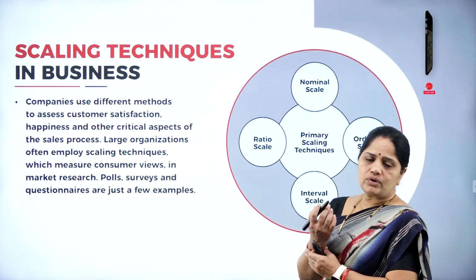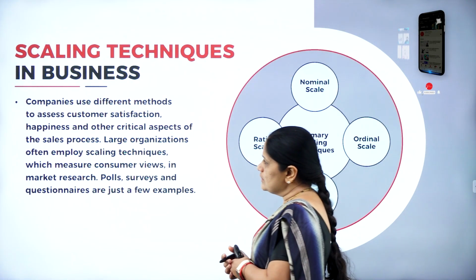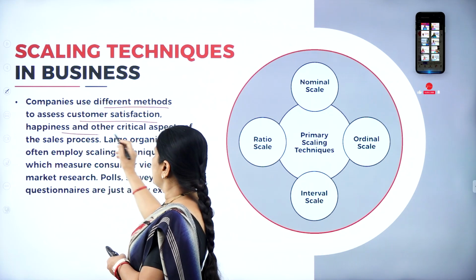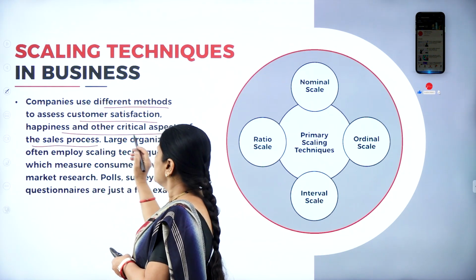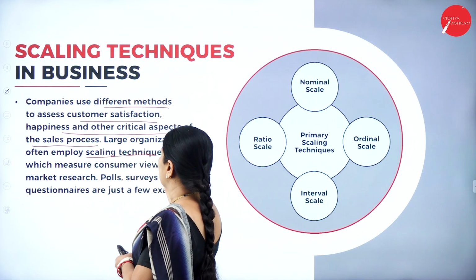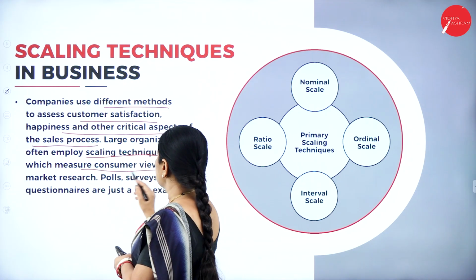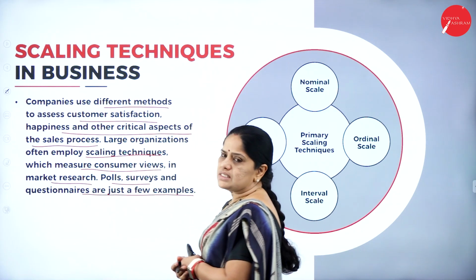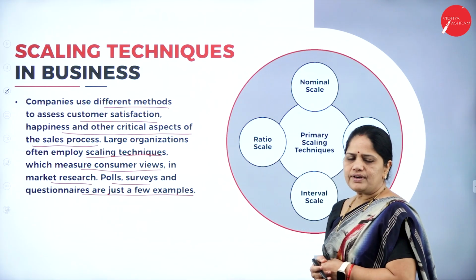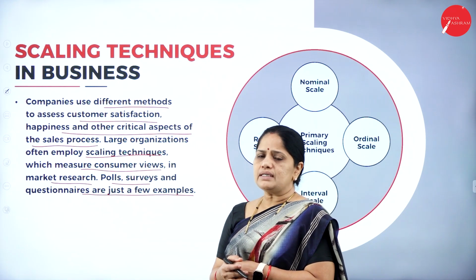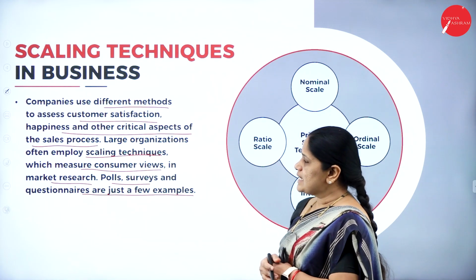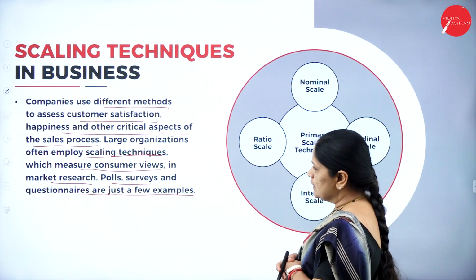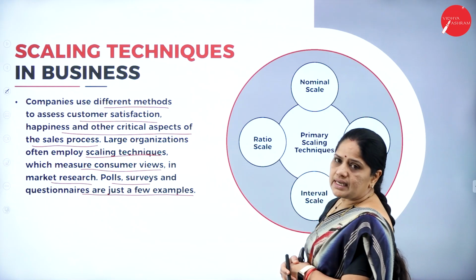Let's have a look at what are the scaling techniques in business. So, the companies use different methods to assess customer satisfaction, happiness, and other critical aspects of the sales process. Large organizations often employ scaling techniques which measure consumer views. In market research, polls, surveys, and questionnaires are just a few examples. Now, there are different ways in which the companies will use different techniques to measure the customer satisfaction, happiness, and other critical aspects of the sales process.